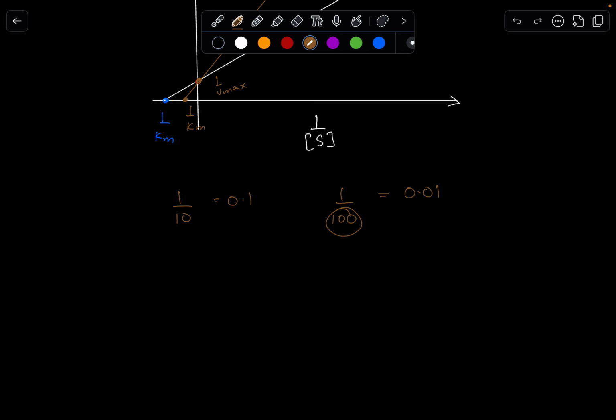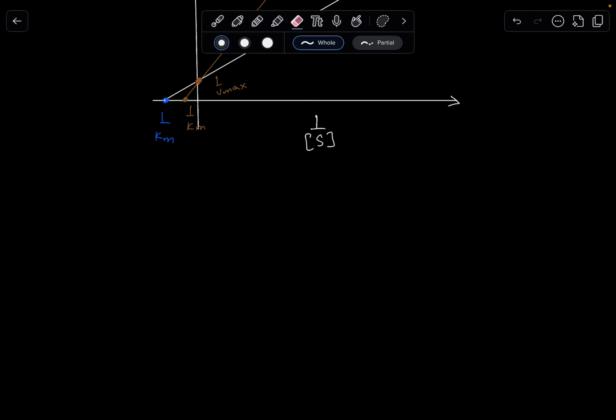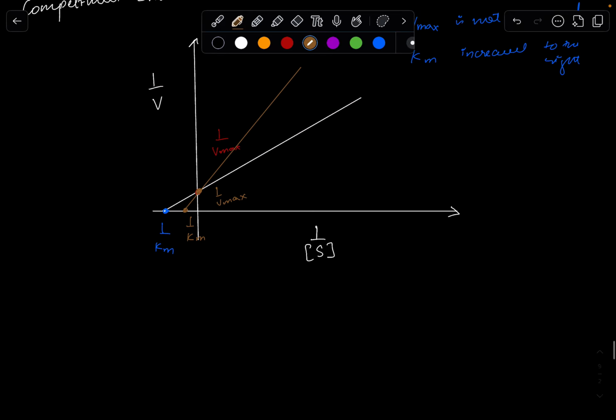So the closer you are to the 0 here, the larger your Km value and the worse your enzyme affinity is. Remember affinity? How likely is it that they're going to form a bond? It's not likely that they form the ES complex because the Km is shifted to the right here.